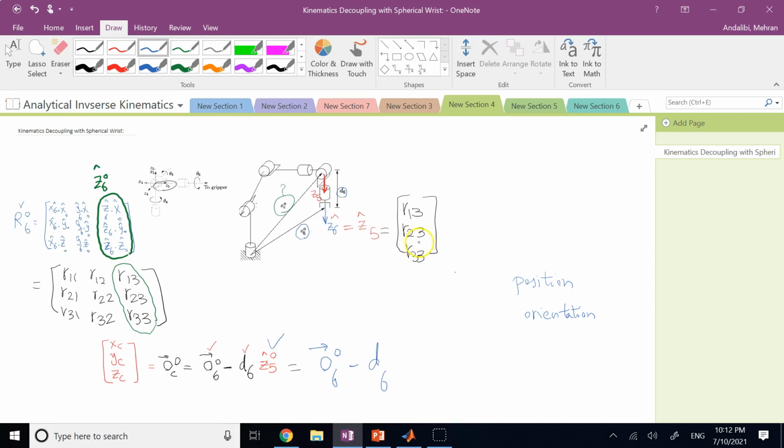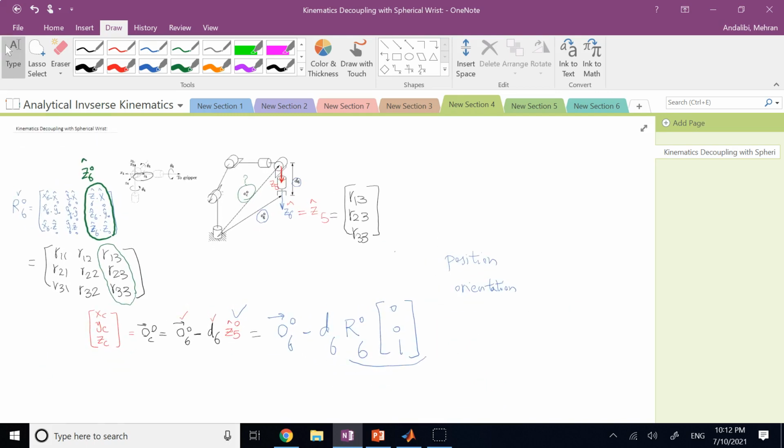How do I get the last column of a matrix? All I need is to multiply that matrix by 0, 0, 1. When I multiply this matrix or any matrix by 0, 0, 1, the result of this is the last column. Correct? So that's all I need. There we go.